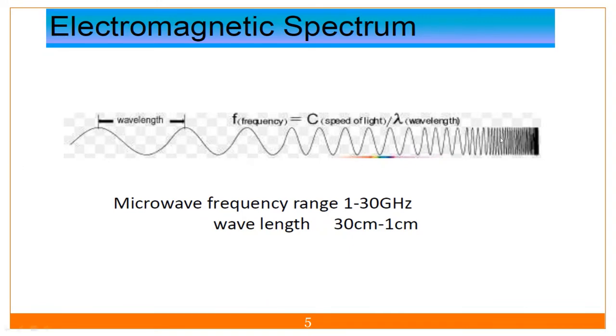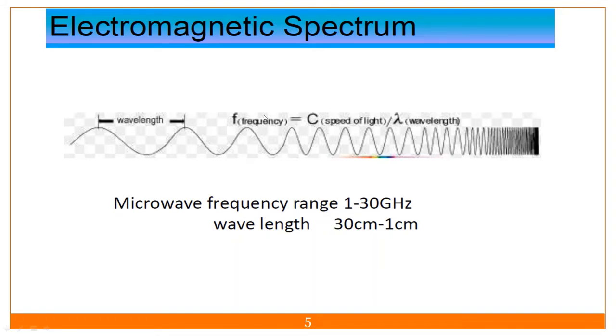And if the frequency is more, then the wavelength is less, and we are getting maximum energy from this one. The microwave frequency range is 1 to 30 gigahertz. So if I'm calculating from this, putting the frequency equal to 1 gigahertz, what will lambda be equal to?